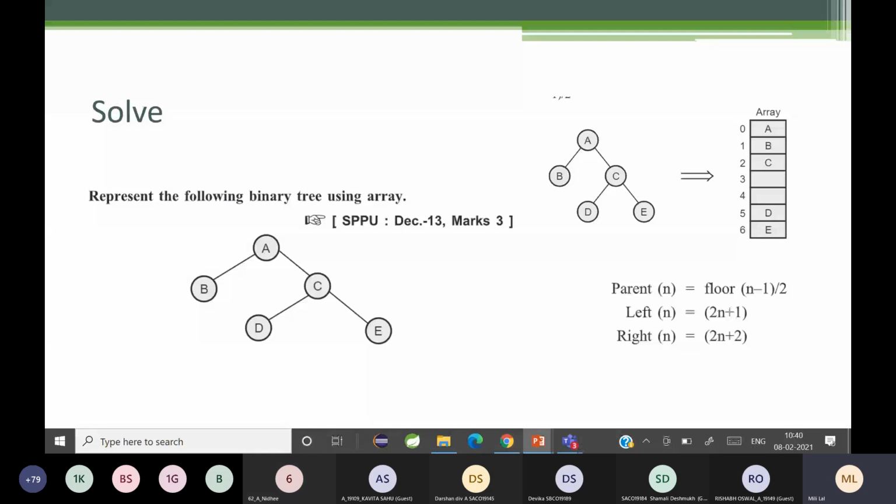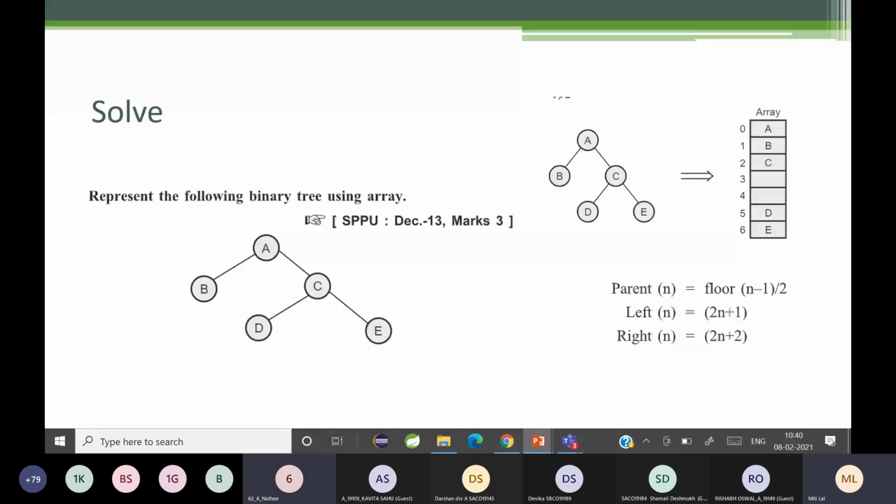Like A is the parent node. So where will you place B? You will place B in the position 2 into n plus 1. What is the value of n here? 0. So B will be placed at 1 position. Similarly, C will be placed at 2 into n plus 2 position. So where is C going to be placed? Position 2.